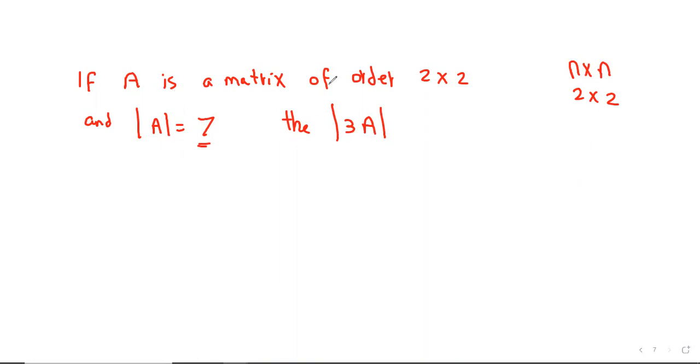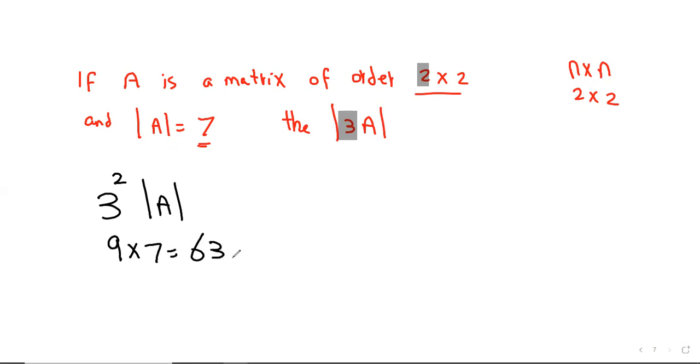Because we have a matrix of order 2 by 2, take this number here directly. This is a rule; we can deduce it later. Take this 3 here and raise it to the power of the order of the matrix, so n. So it's 3 to the power of 2 multiplied by the determinant of A. So it's 9 multiplied by 7 equals 63.